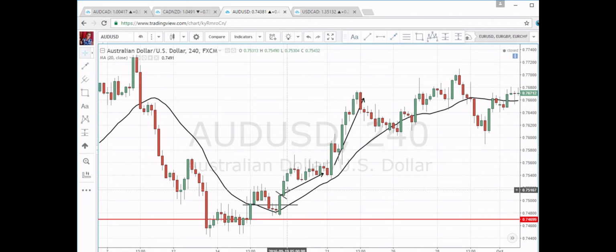So after this trend wave, we don't have a big retracement. You can see price stays above the moving average. Here we have a deeper retracement that even violates the moving average.